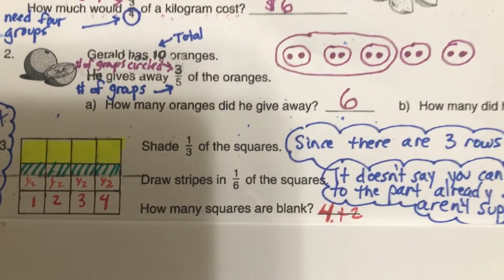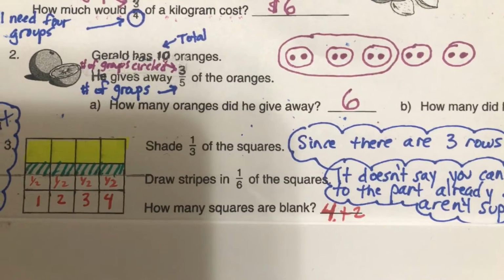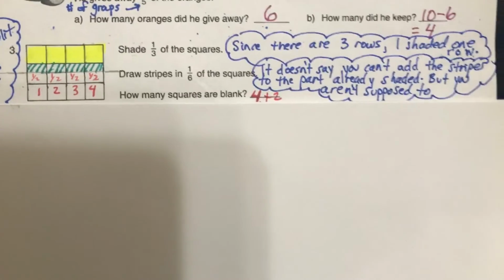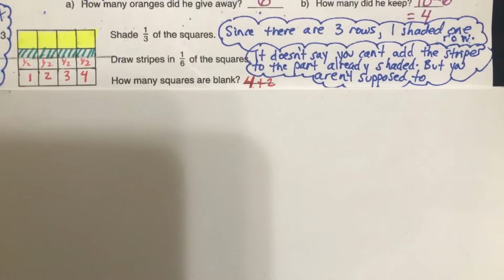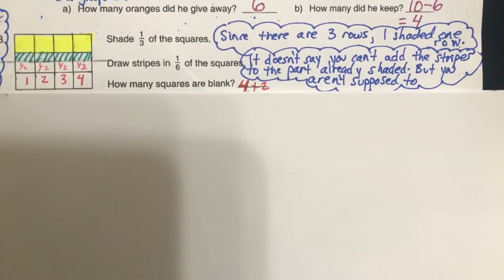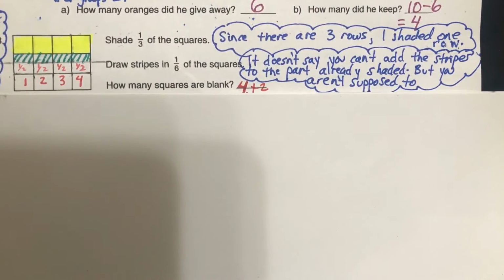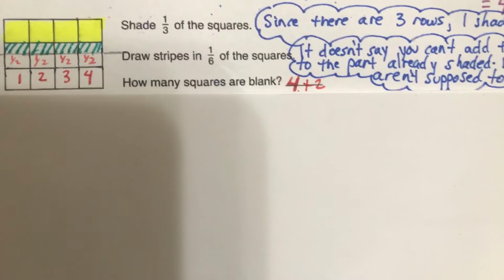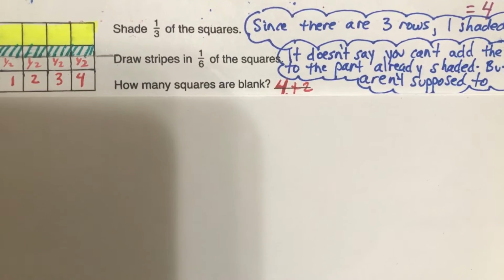Same for number 2, I showed all my thinking. You need to also show all your thinking. Number 3 is potentially a little bit tricky because it asks you step by step to do a couple of things. So the first thing is shade 1/3 of the squares.